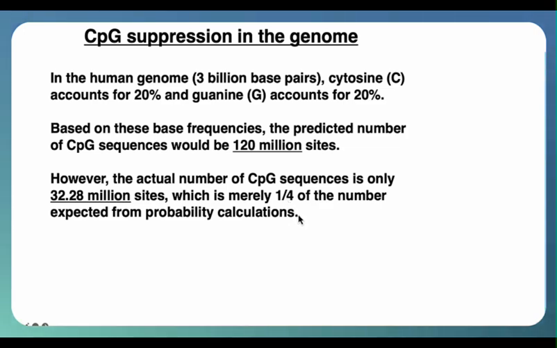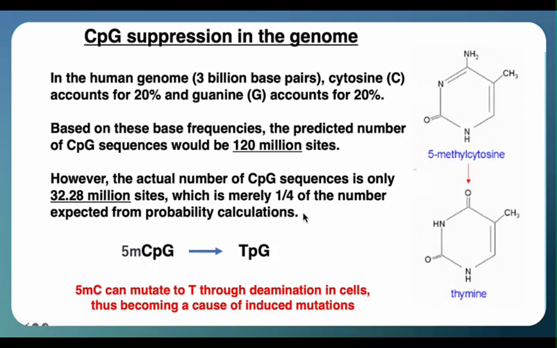This suggests that there has been an evolutionary pressure in the human genome to avoid CpG sequences. One possible explanation for this evolutionary pressure is that 5-methylcytosine is prone to demethylation within cells, which can lead to its conversion to thymine. If this thymine is not removed before genome replication, it can cause mutations.